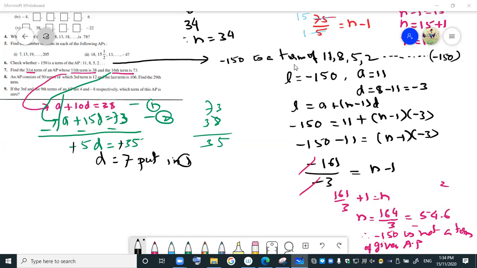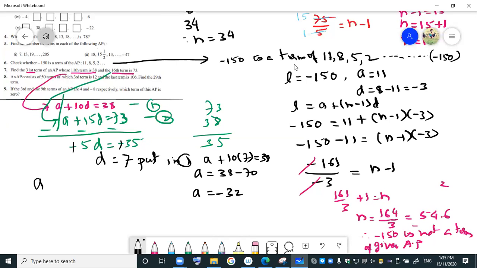Yes, elimination method. Yes, this is the elimination method, Hamza. Yes, we have to use the elimination method. You can put in equation number 1, a plus 10 into 7 is equal to 38. So 10 times 7 is 70. So 38 minus 70 is minus 32. So a is minus 32, and a and d you got.